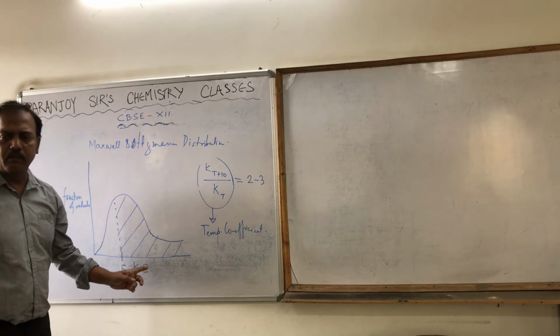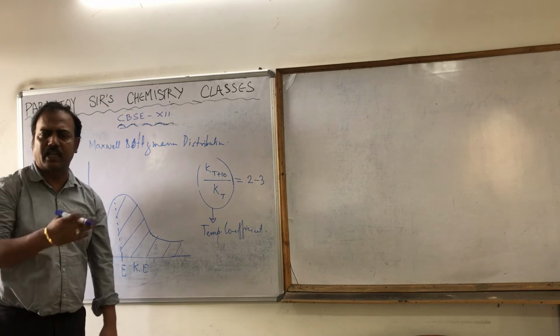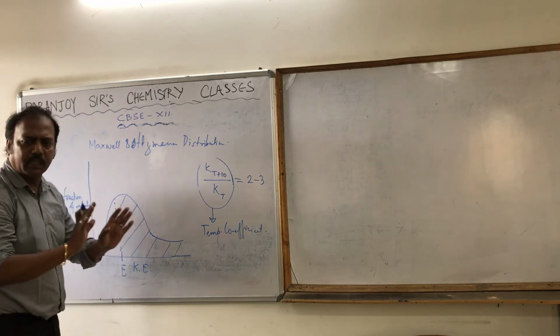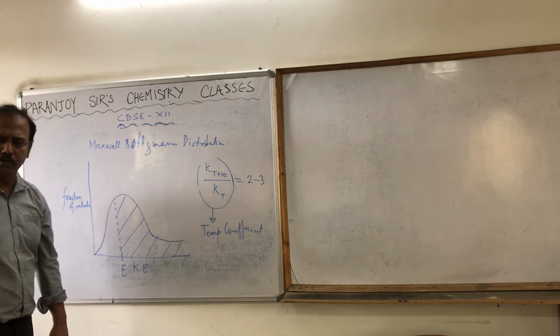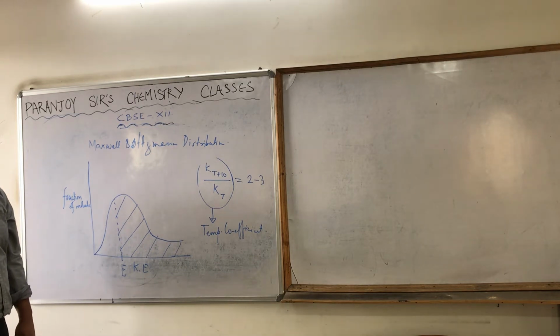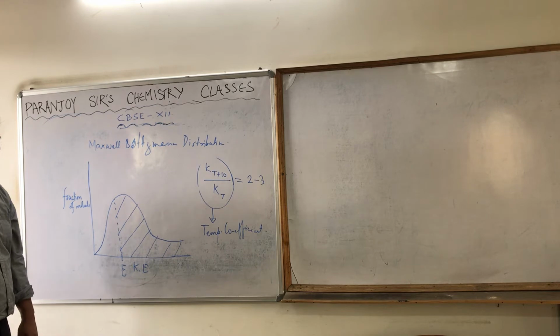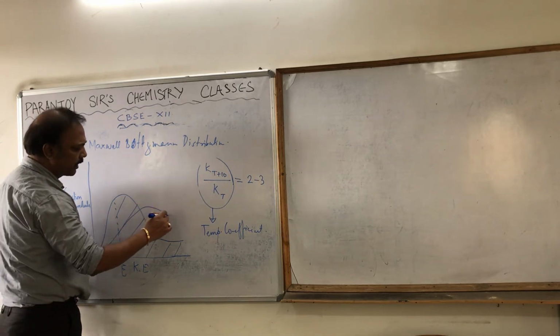Now as the temperature is increased, what will happen? The average kinetic energy will shift more. So if we increase the temperature by 10 Kelvin or 10 degrees Celsius, then the curve will become like this. It will become flattened.